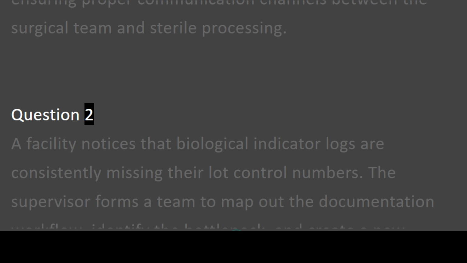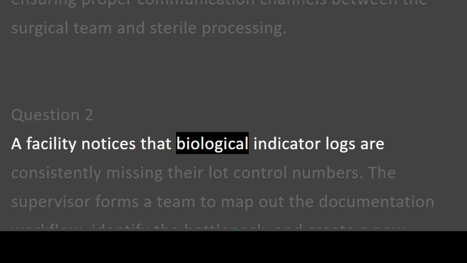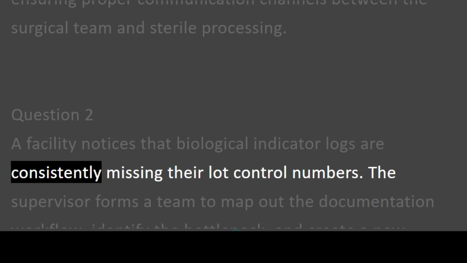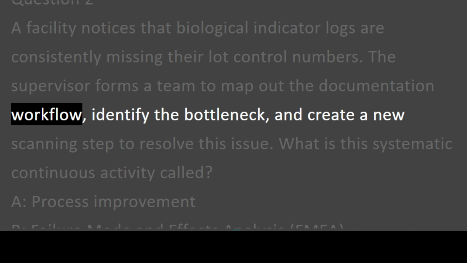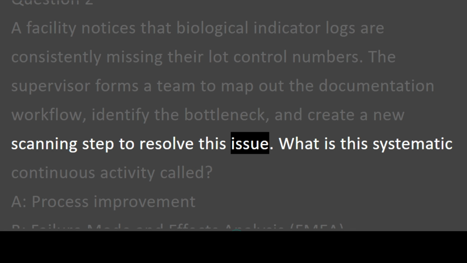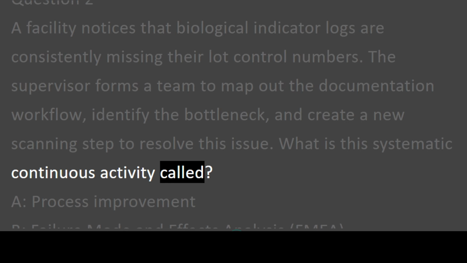Question 2. A facility notices that biological indicator logs are consistently missing their lot control numbers. The supervisor forms a team to map out the documentation workflow, identify the bottleneck, and create a new scanning step to resolve this issue. What is this systematic continuous activity called?